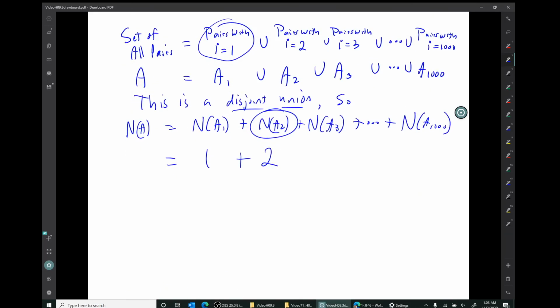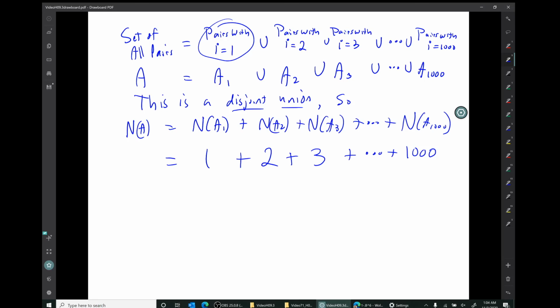What about the number of pairs with i equals 3? Well, for those pairs, j can be 1 or 2 or 3. So that means that there are 3 pairs of that form. And so forth, all the way up to the number of pairs with i equals 1,000 being 1,000, because j has to be greater than or equal to 1 and less than or equal to 1,000. There are 1,000 different choices for j. So there we go. That's the sum.